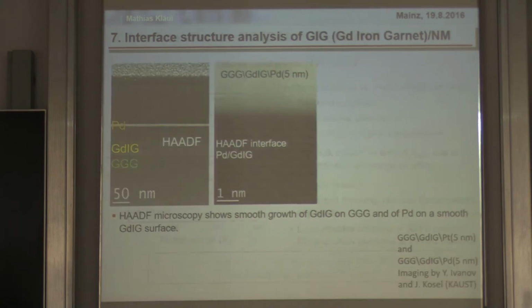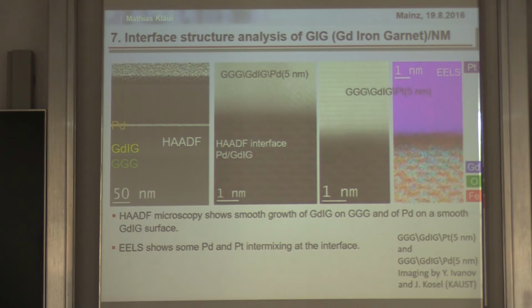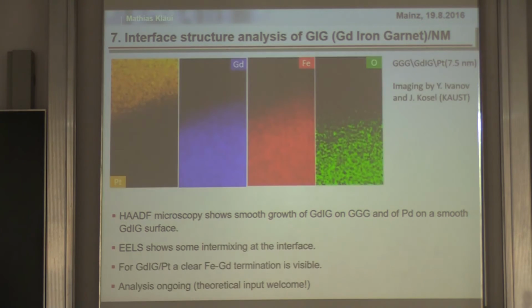And we then, of course, again went to our friends and asked them to do some high-resolution imaging. This time this was done by Yuri Ivanov and Jürgen Kosler at KAUST. And we see, very nice gadolinium-gallium garnet, gadolinium iron garnet, and the palladium interface. And we looked again at this gadolinium iron garnet palladium interface with and without copper. And we see a little bit of palladium and platinum intermixing at the interface with the GIG. But if you look at the elemental distribution, you see that at the interface you have lots of gadolinium and lots of iron, but the oxygen is further below. Now you can really see here's the platinum, and really the oxygen doesn't go to the interface. It's really a platinum gadolinium and platinum iron interface, but not a platinum oxygen interface.